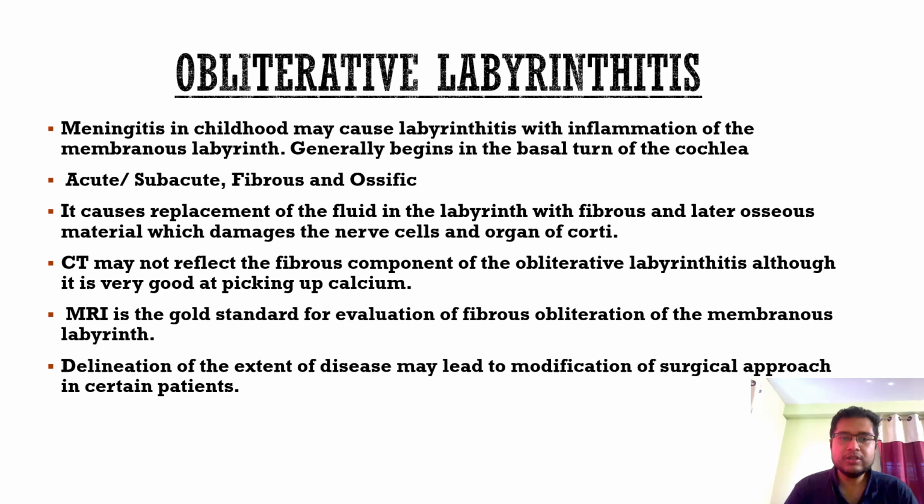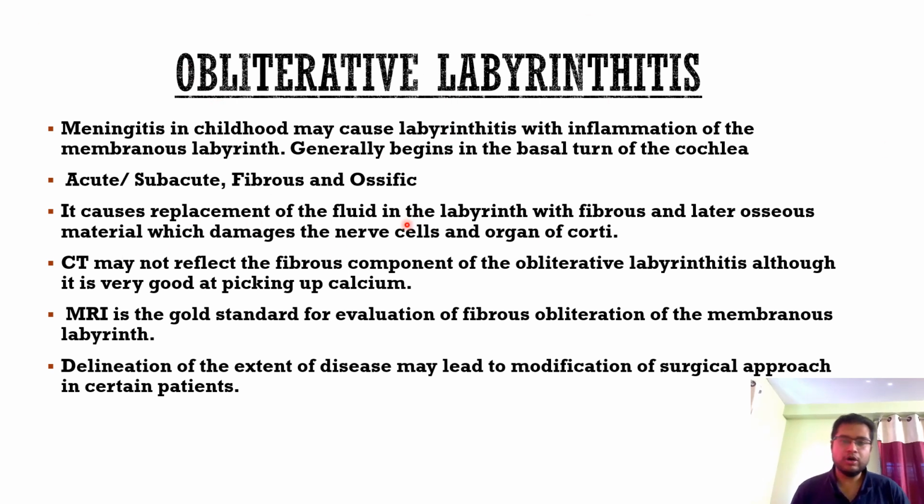So the diagnosis on MRI should be given as obliterative labyrinthitis, unless and until you get an HRCT done and rule out labyrinthitis ossificans. Because obliterative labyrinthitis can be acute, subacute, fibrous and ossific. So it covers all the entities. So on MRI, if only MRI is done, the term obliterative labyrinthitis is a better term to be used.